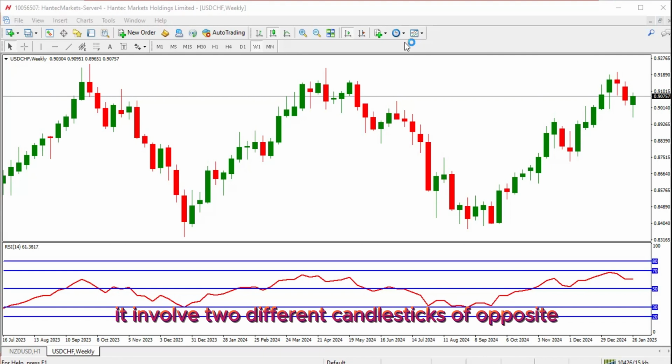It involves two candlesticks of opposite color: a large red bearish candle followed by a bullish candle that opens far below the close of the previous bearish candle before closing above the midpoint of the preceding bearish candle, signaling the end of a downtrend as buyers are becoming stronger than the sellers.